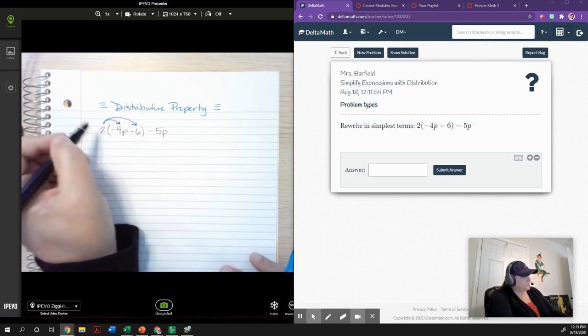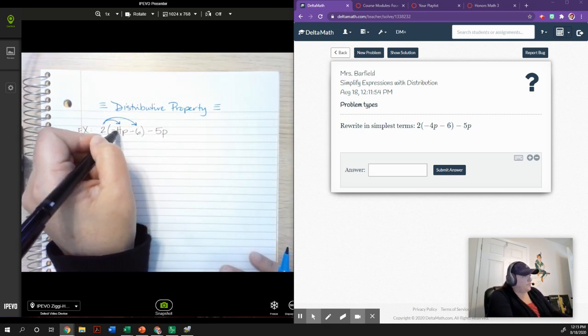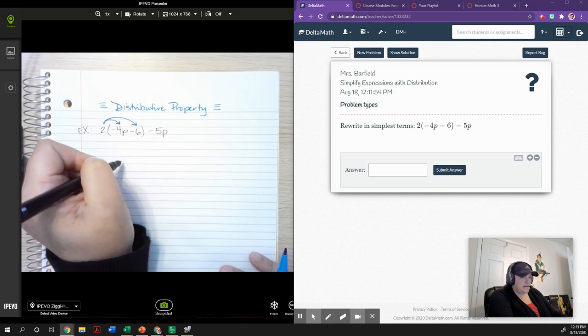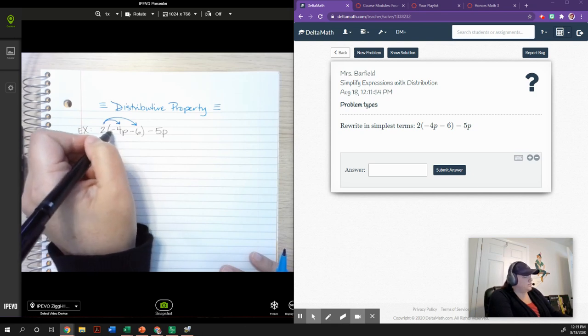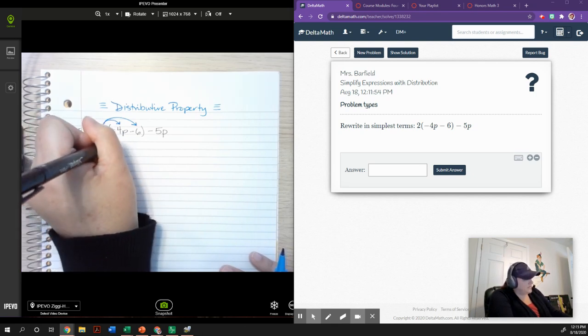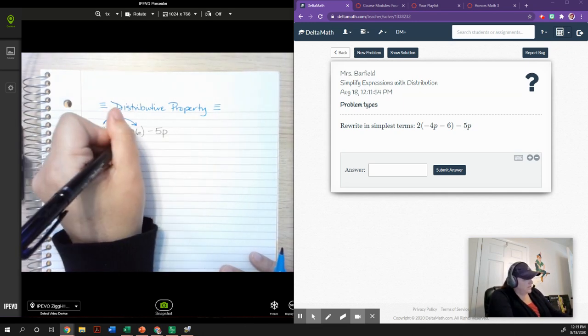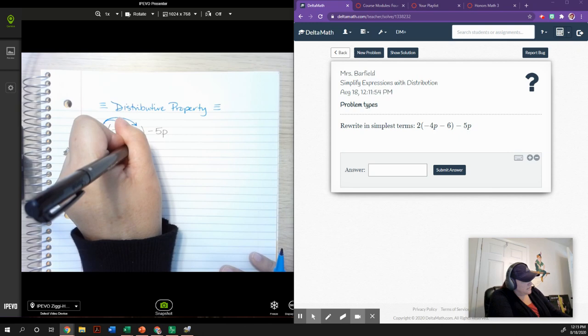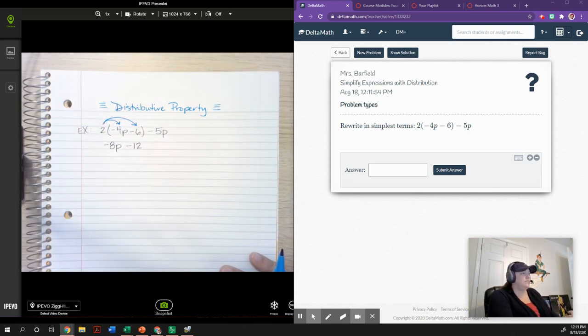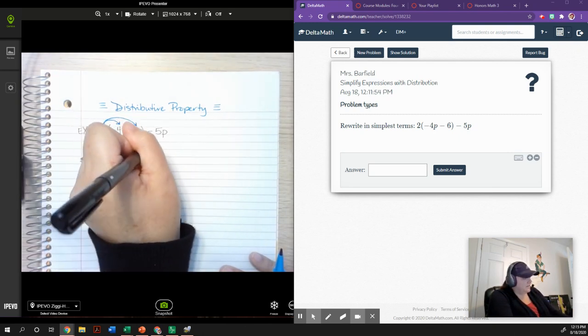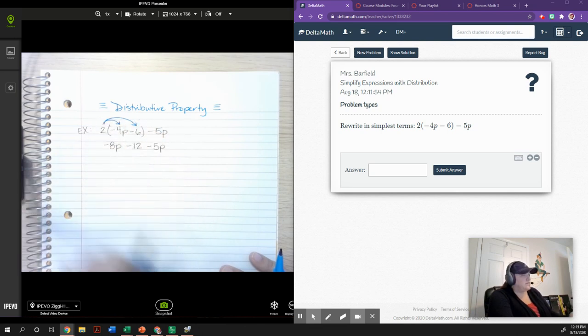So everything inside here is going to get multiplied by a 2. All right? So 2 times negative 4, the p is just going to tag along into the next step. 2 times negative 4, well, that's going to give me negative 8p. 2 times negative 6, negative 12. And then I'm just going to copy minus 5p. Okay? So that's the new part for today.